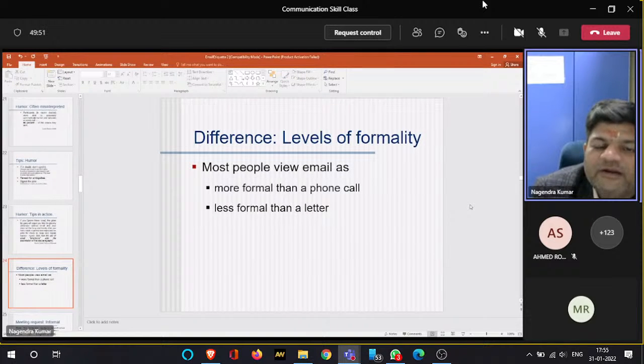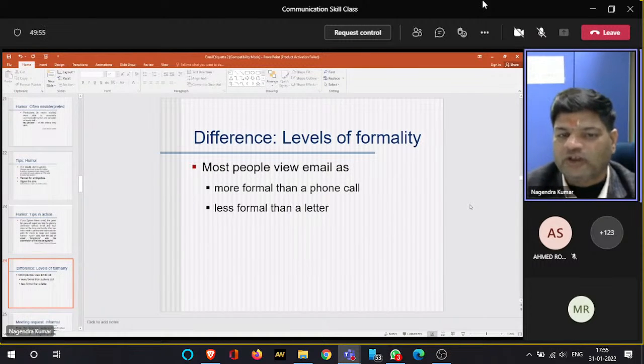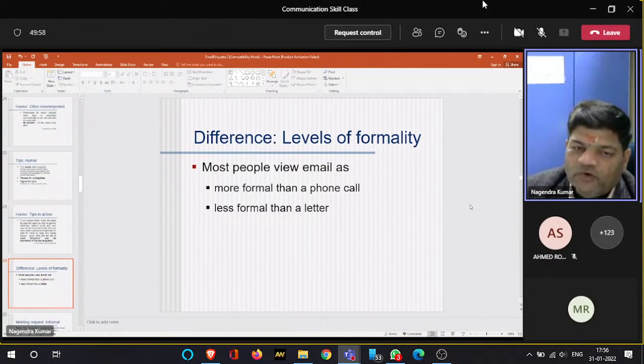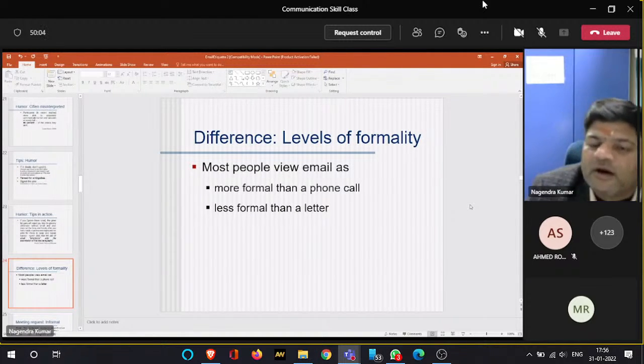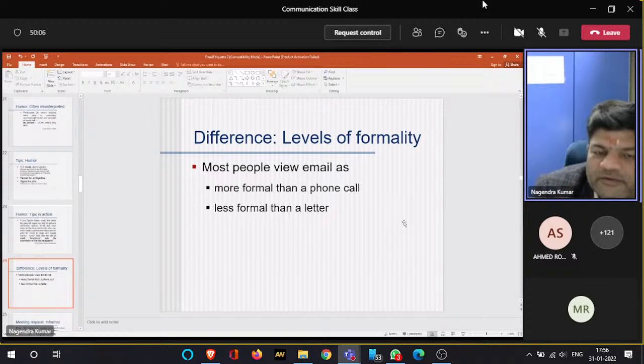There are different levels of formality when we are talking to people. Most of us view email as more formal than a phone call and less formal than a formal letter. Fine.